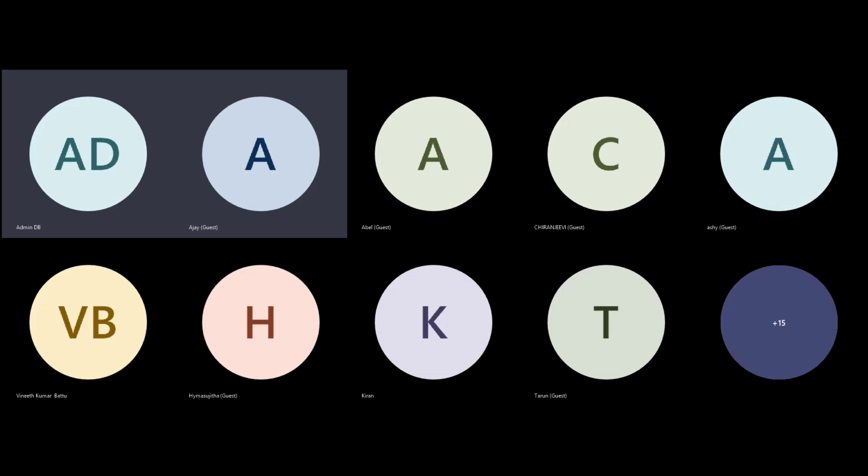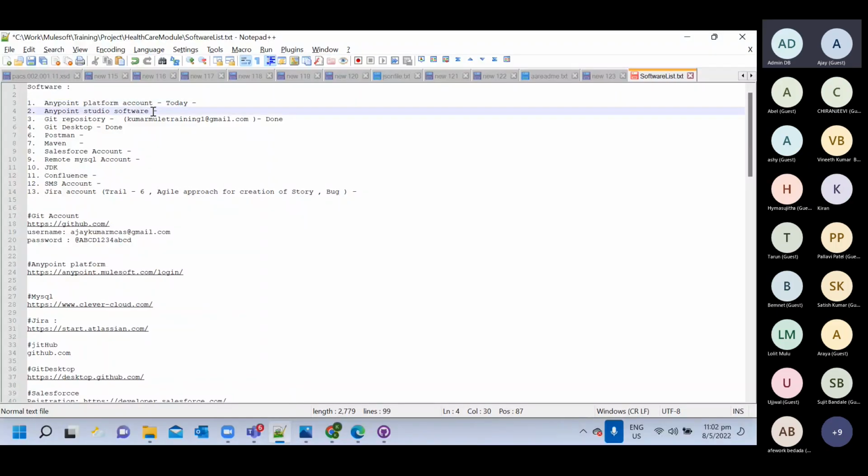How to create an Anypoint platform account, and how to install the Anypoint Studio software. Okay, so coming to the Anypoint platform account, we have this URL, anypoint.mulesoft.com. Slash login is there for login purposes, but let me open this.